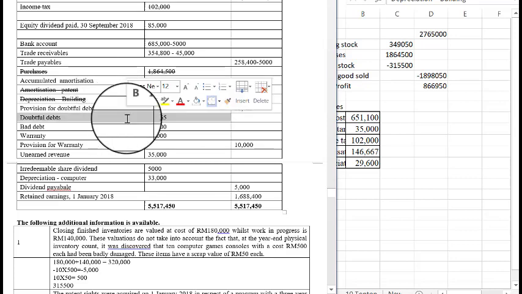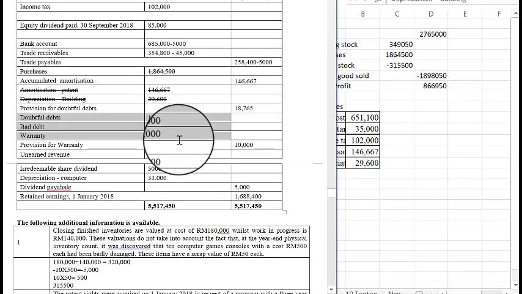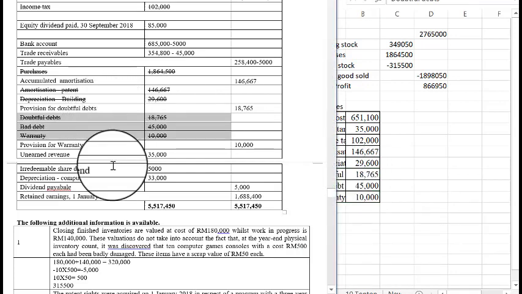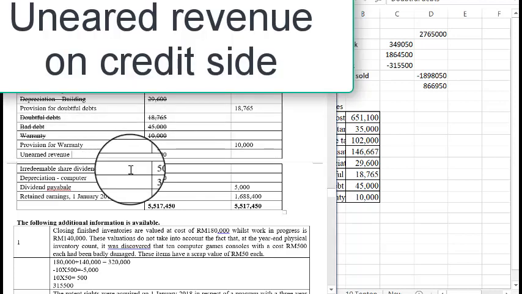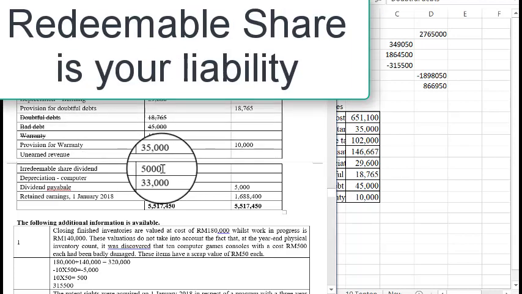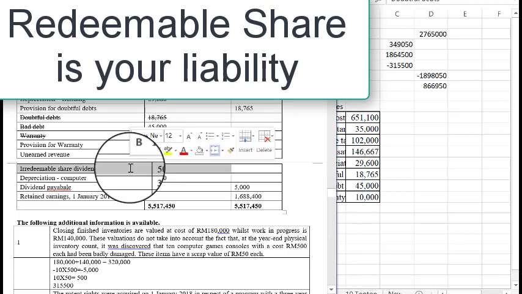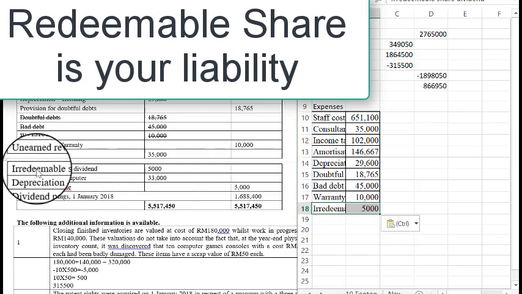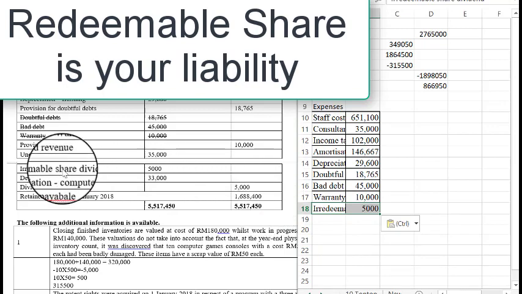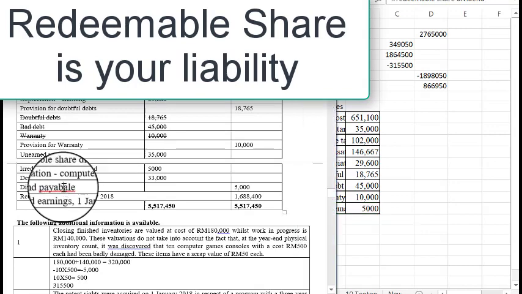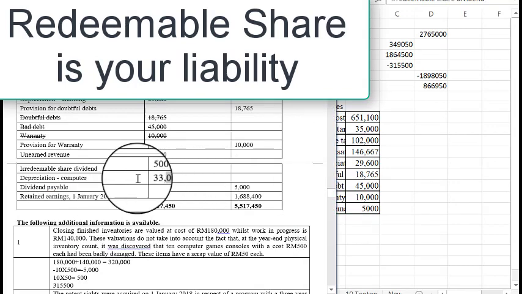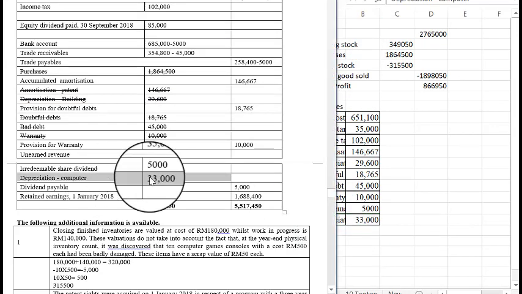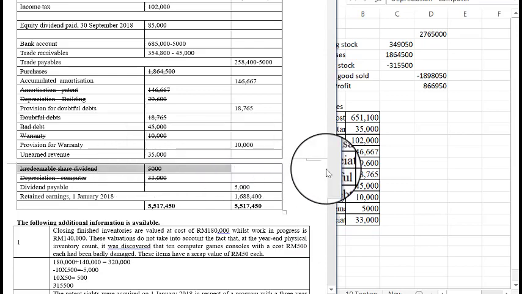Next you will have doubtful debts and bad debts, and warranty. These three are your expenses. So put in, so these three done. Unearned revenue is your liability. Irredeemable share dividends: irredeemable share dividend is your expense because it's from irredeemable shares. Irredeemable shares, preference shares, this is actually your liability. So anything related to it, you have to minus off, and the depreciations again. Okay, so this one and this one.